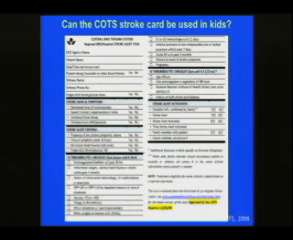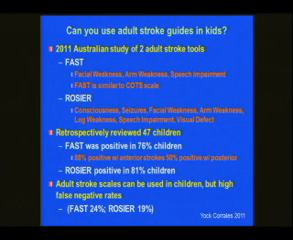The key features in the COTS card are decreased level of consciousness, slurring speech, facial weakness, arm weakness. These were actually developed from stroke cards, if you will, developed in Los Angeles and Cincinnati. And I think it makes a reasonable estimation. So does it work? The answer is kind of.